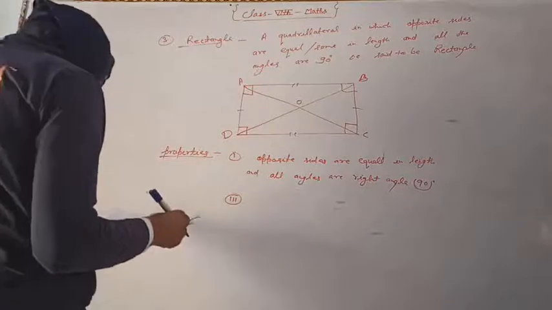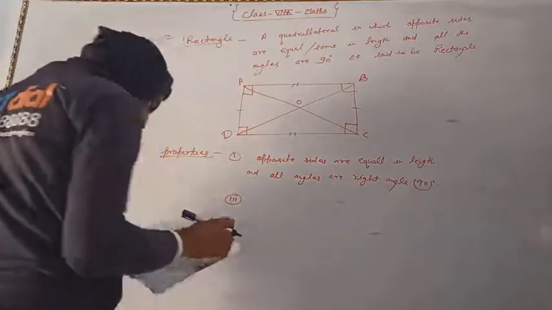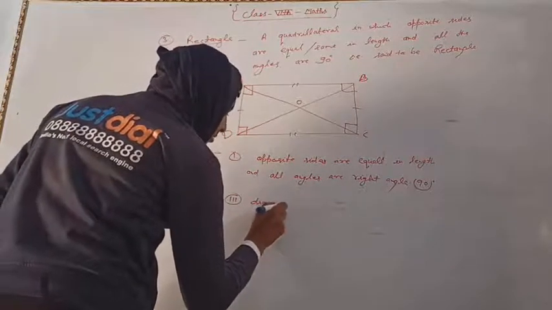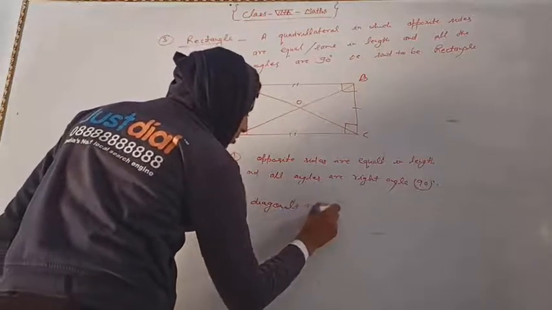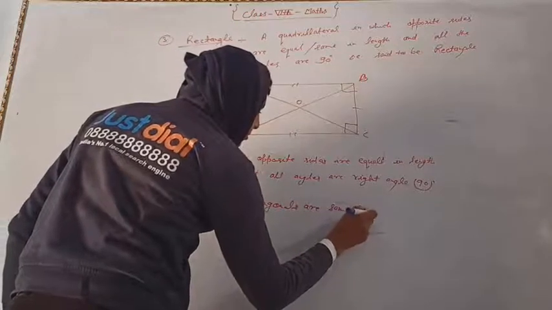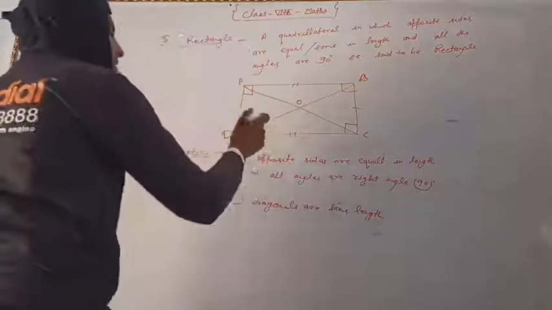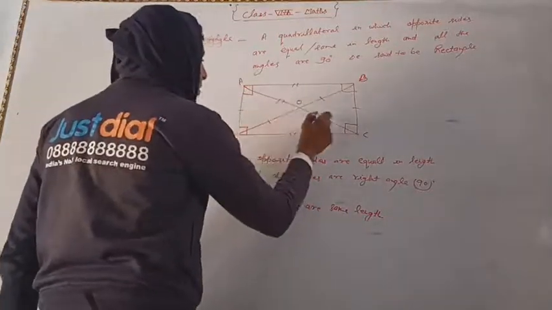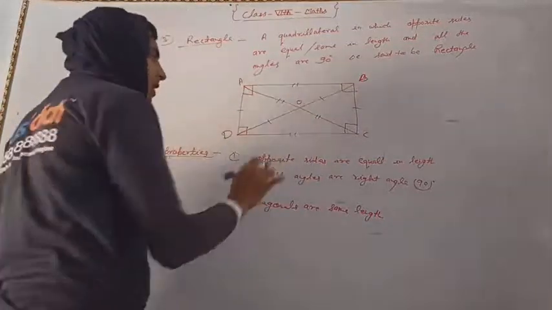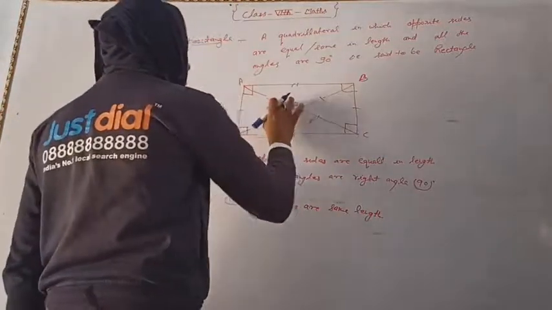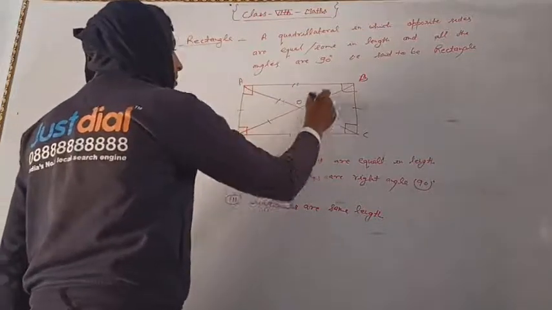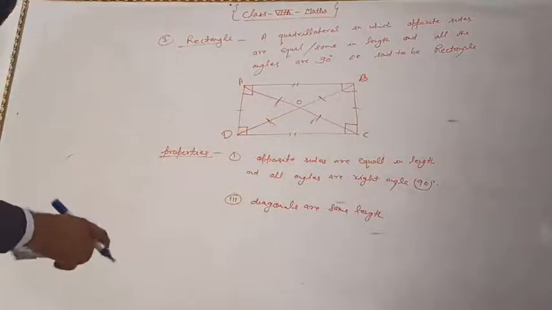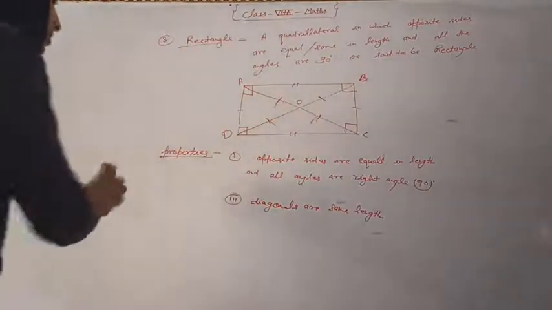Second property, diagonals bisect each other and diagonals are same length. Diagonals are same length. Okay, as I say already, diagonals are same length. Okay, sorry, the four diagonals are same length. This equal to this equal to this. Okay, four are same length. So this is the property of rectangle.